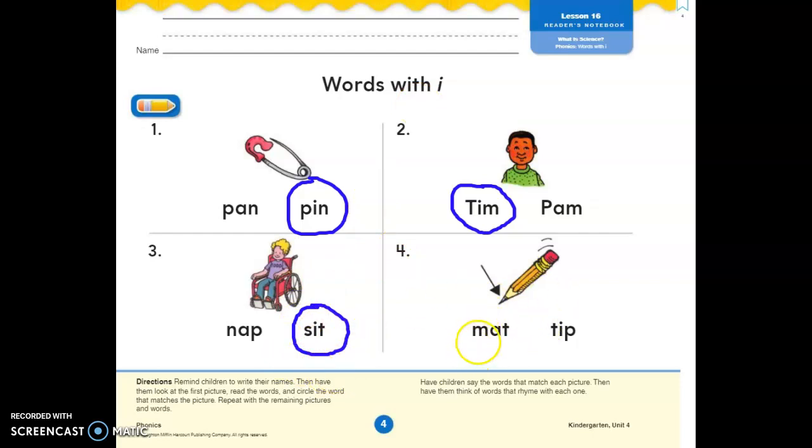For number 4, let's read it. A-t, m-a-t, i-p, t-i-p. What is the arrow pointing to? The tip of the pencil, right? So I think this is the one we should circle, tip. All right, kindergarten, we are finished with both pages in your reader's notebook. So go ahead and put a bookmark in it so you can find it easily next time we use it, and put it away.